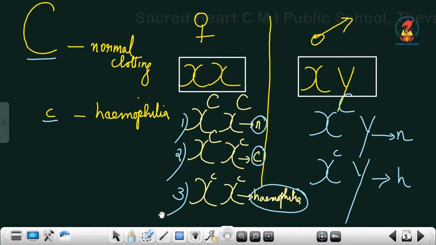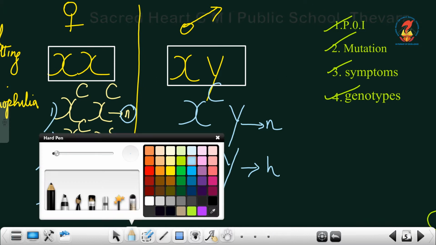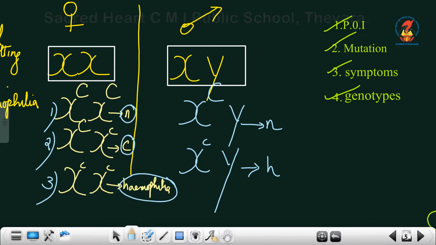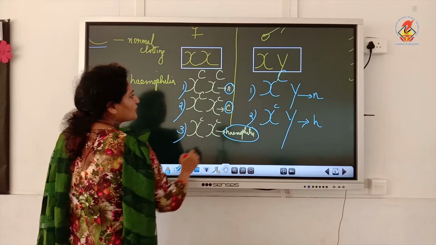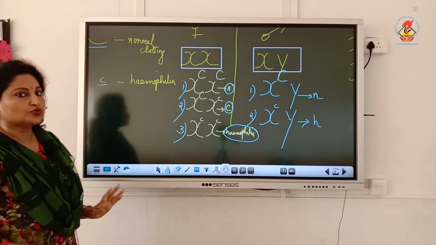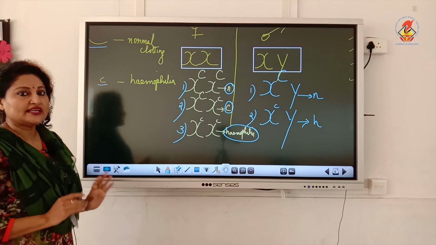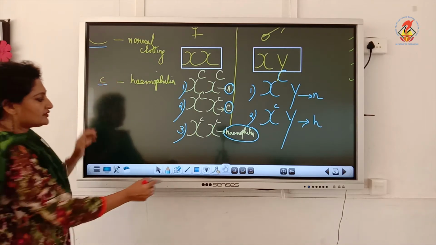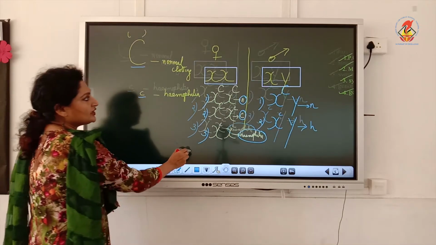Now the possible genotypes in males. Only two genotypes are possible in males. One, X capital C, Y, he is a normal male. And two, X small c, Y, he is a hemophilic male. So how many genotypes are possible in humans? There are 5 types, 3 in females and 2 in males. And remember, they are linked with the X chromosome. So this I explained from the point of view of hemophilia.